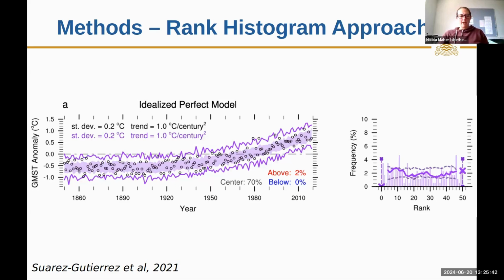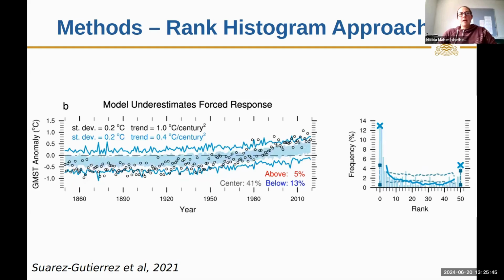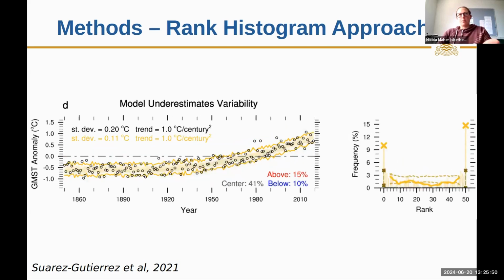And so if we look at other examples of how this works, in this case, I'm going to skip the forced response ones because I'm more interested in the variability. But here you can see what you might get if the model underestimates the variability. In this case, you can see that the observations really cluster on the edges of the model spread. They sit outside the model spread, and you get this histogram, whether it's concave or convex, that dips in the middle on the right. And that tells us that our model doesn't have as much variability as our observations.